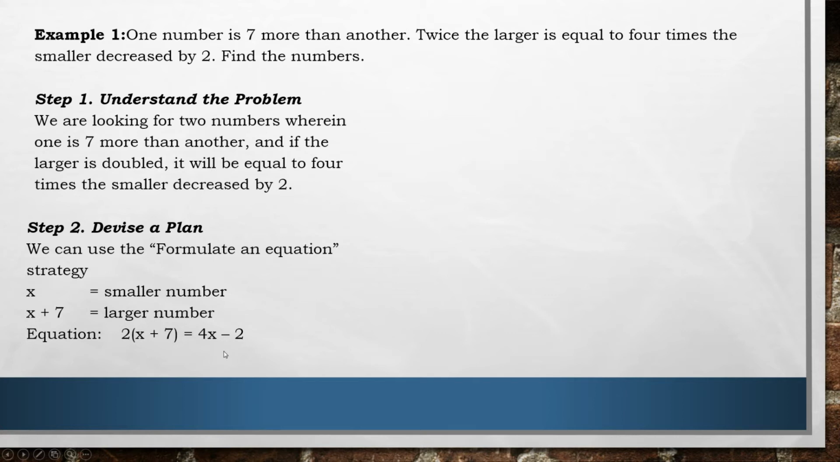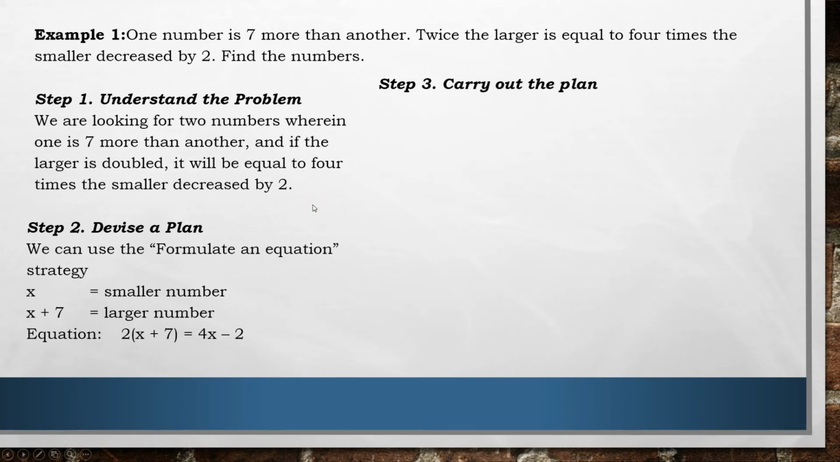How did we get these numbers? We go first to x plus 7, which is the larger number, but in the second sentence, it says twice the larger. So this is twice the larger equals 4 times the smaller decreased by 2. So 4 times the smaller number, which is x. So 4x decreased by 2 is minus 2. So that would be the equation that we are going to use.